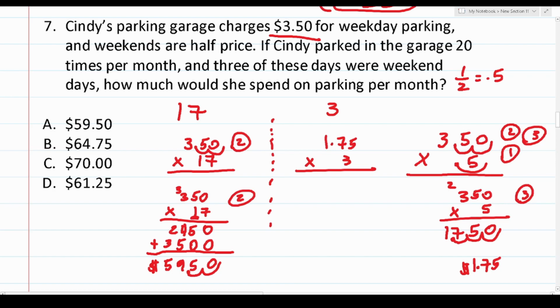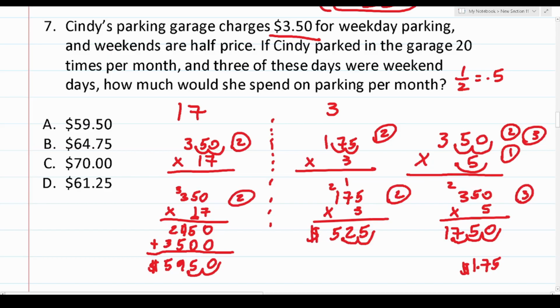Let's do the same thing here. Let's take that decimal place in 1.75 and shift it 2 times to the right. So this becomes 175 times 3. And once we get done working this out, we'll shift that decimal place 2 times to the left. 5 times 3 is 15. Carry a 1. 7 times 3 is 21. Plus 1 is 22. Carry a 2. 1 times 3 is 3 plus 2 is 5. Shift our 2 decimals to the left. 1, 2. So we can see that she spent $5.25 to park in the garage on the weekends.